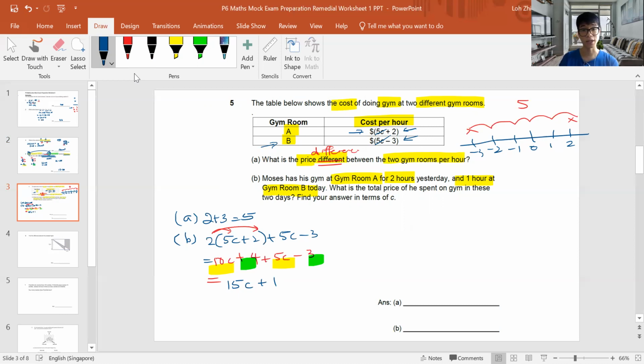And now we know the total price is 15C plus 1. And that is the answer for this question. Okay, I think it's kind of good and it's easy. If you feel it's a bit confusing, you need time to digest, feel free to pause the video. Okay, let's move on.